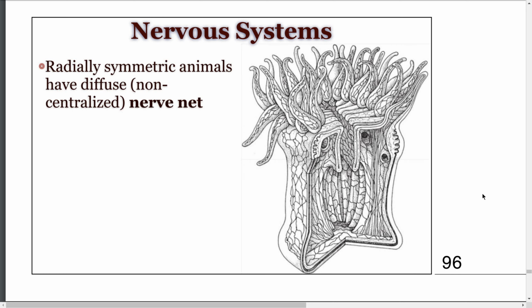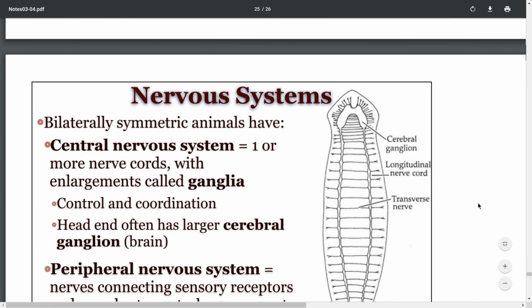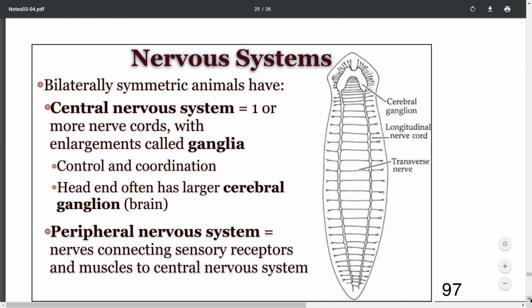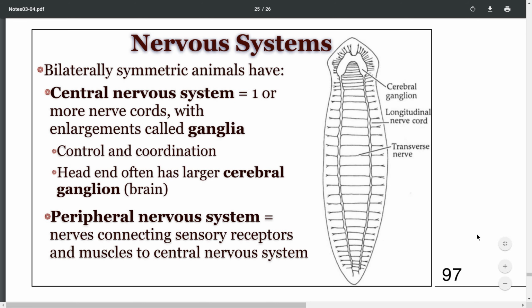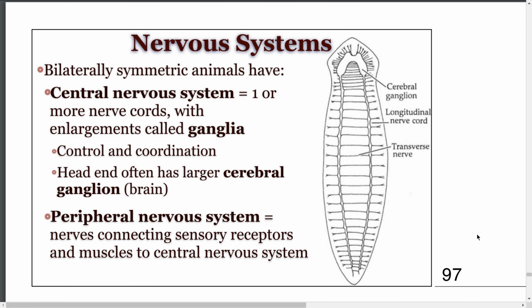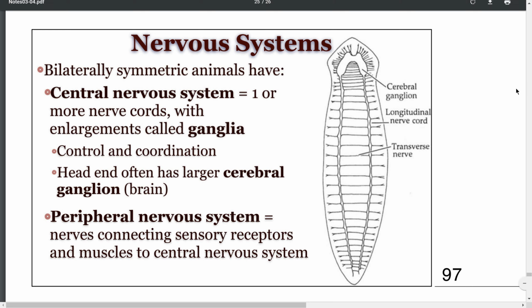On the other hand, most bilaterally symmetric animals tend to have a somewhat more complex system that is divided up into a central nervous system and a peripheral nervous system. Here, for example, is a typical nerve ladder of a flatworm. It has a central nervous system with one or more nerve cords, a bundle of nerves that run along the length of the animal. In this case, you can see there are two main longitudinal nerve cords. And at the head end, they may often have enlargements, that is, clusters of nerve cells that are processing information.